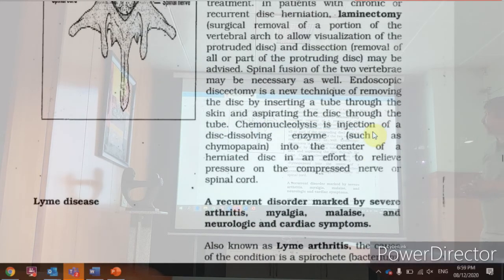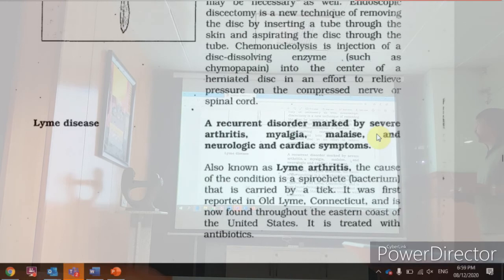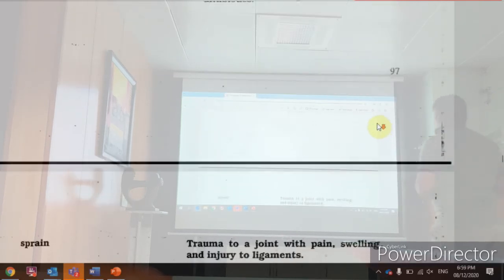Chemonucleolysis is an injection given to dissolve the enzyme that causes the problem. Then comes Lyme disease, a recurrent disorder marked by severe arthritis, myalgia, malaise, generalized weakness, and neurologic and cardiac involvement. Also known as Lyme arthritis, the cause is a spirochete, a bacterium carried by a tick bug. It was first reported in Connecticut, hence the name Lyme disease, and is now found throughout the eastern coast of the United States. It is treated with antibiotics.